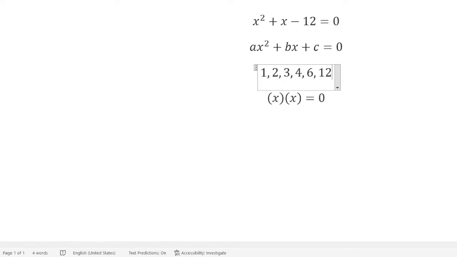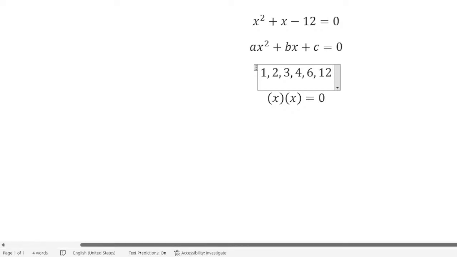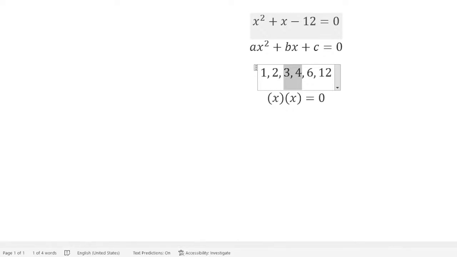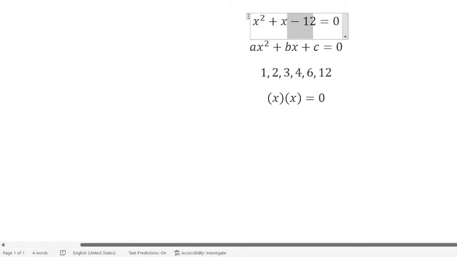When we talk about factors, we're talking about the numbers that multiply each other to get that number that we're talking about. In this case, we have 1 times 12 gives us 12 because 1 is a factor of 12. Then we have 2 times 6, that is 12, right? And also we have 3 times 4, that is 12. Perfect. So if the last term is negative, we will have two different signs.